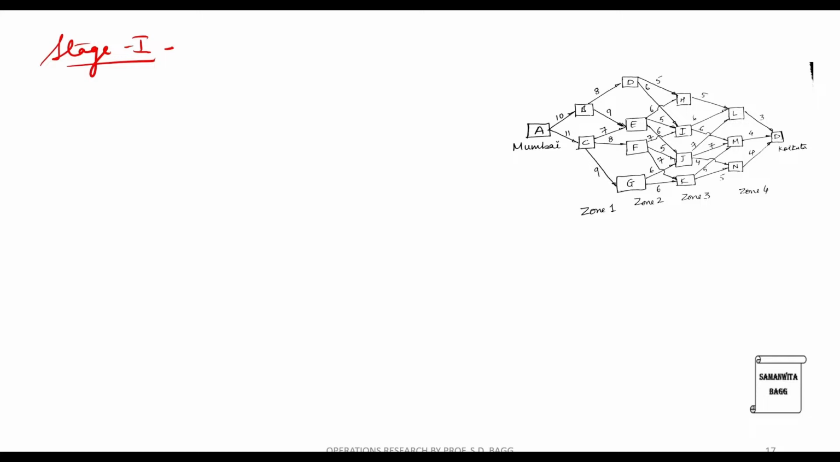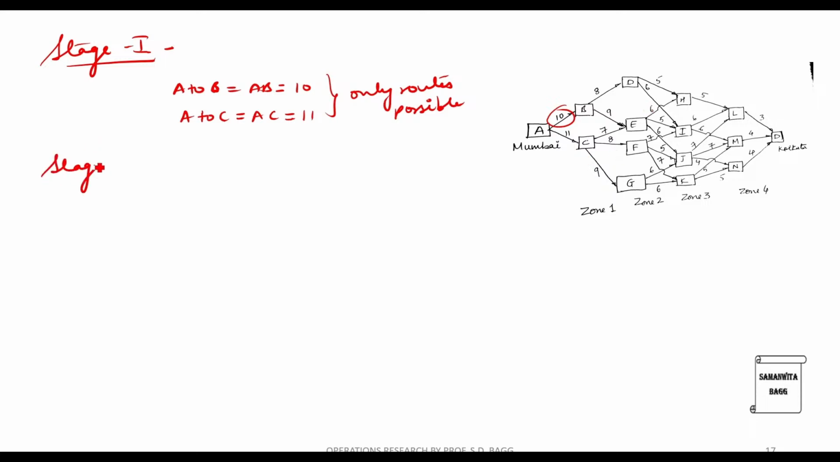At this stage we don't know whether B or C lies on the overall shortest route. But if the shortest route is from A to B, which is nothing but AB, the value given here is 10. Then if it is A to C, this will be 11. And these are the only routes that are possible, because A is going either to B or to C. Now I'll go to stage 2.